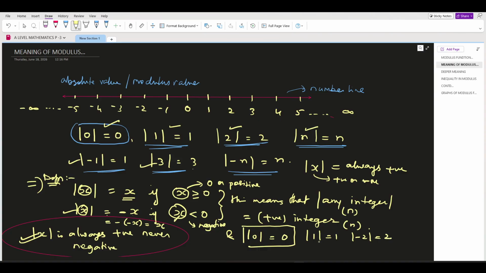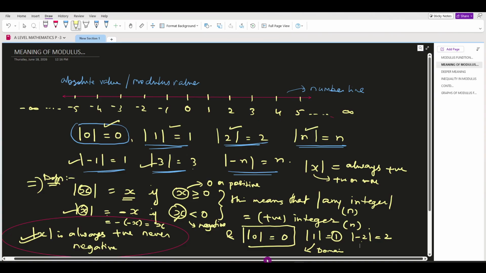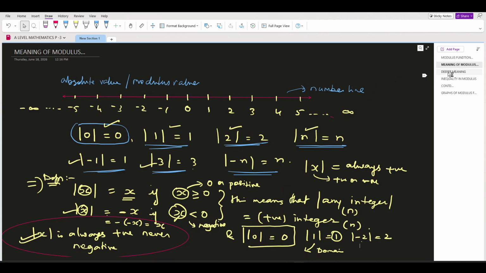So regardless of what is between the two parallel bars, whether a positive value or a negative value, the final outcome will always be positive. This is known as the domain, or you can say the modulus of this x value, and this is the value of that particular function. So modulus or absolute value of 1 will be 1 and absolute value of -2 will be 2. Is that clear? So this is one way of understanding the concept of absolute value or modulus value. Let us go to the next slide.